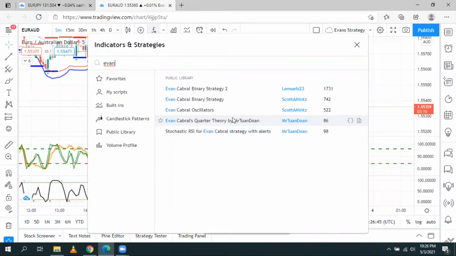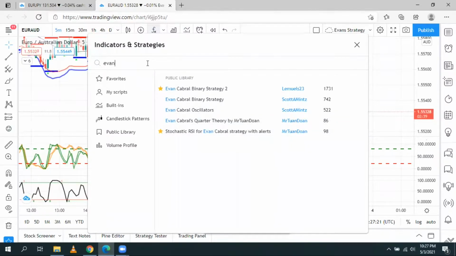So now, normally I will explain each of the indicators one by one. But since we are only allowed to use 3, these are the 3 you are going to use. You pick the Evans Cabral binary strategy 2. Then you pick the Cabral stock RSI with alert. These are the 2 that you need here for now.